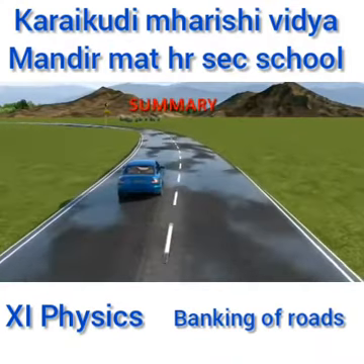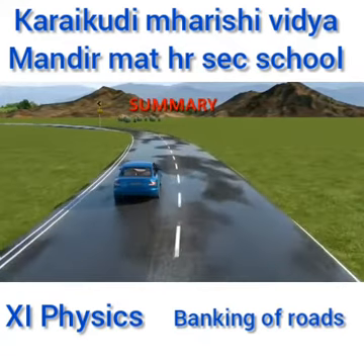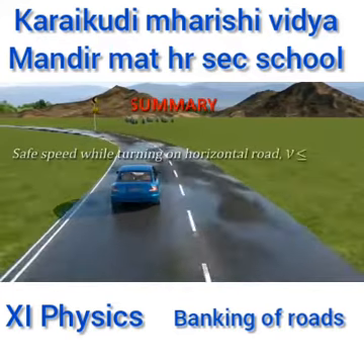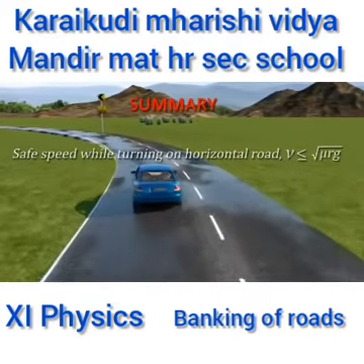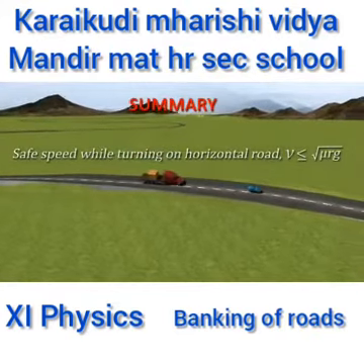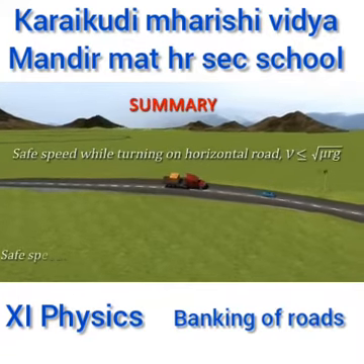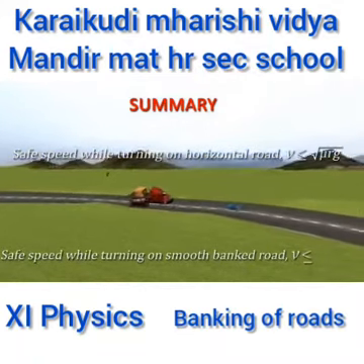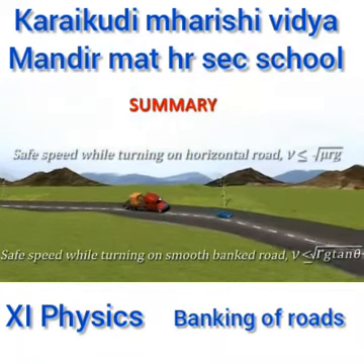So here you can see that for a safe speed while taking a turn on a horizontal road, vs is less than or equal to square root of mu rg. Horizontal means straight road. And the safe speed when the object is turning on a smooth banked road, v is less than or equal to square root of rg tan theta.